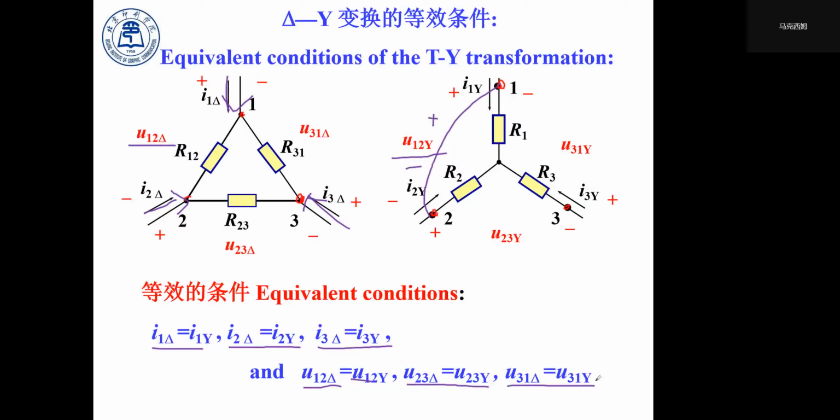So from the outside view, the currents flowing through the 3 terminals are identical in the equivalent transformation, and the voltage between any 2 terminals of the 3 terminal network must be equal. Which means, from the outside view, the equivalent resistance between any 2 terminals must remain the same before and after the transformation.